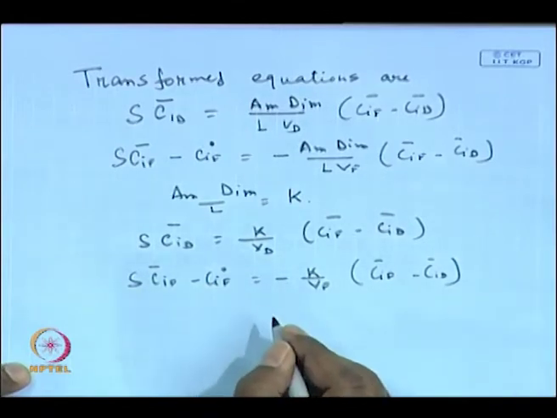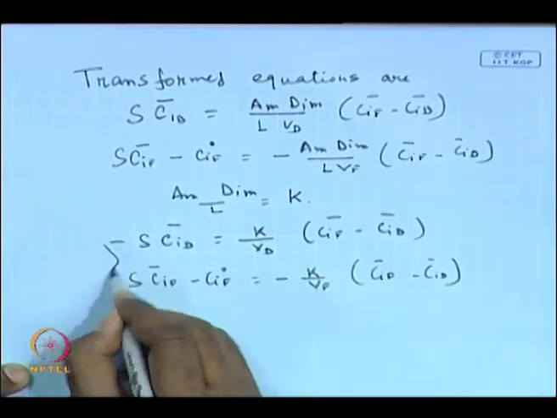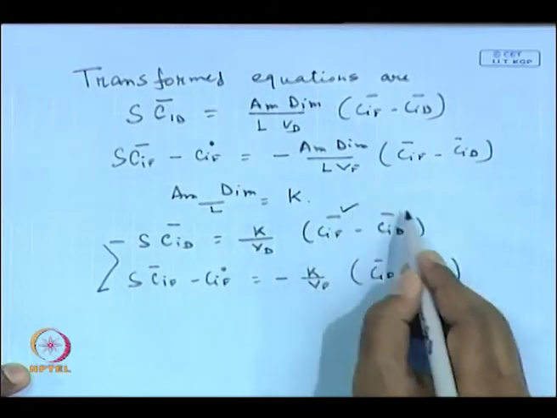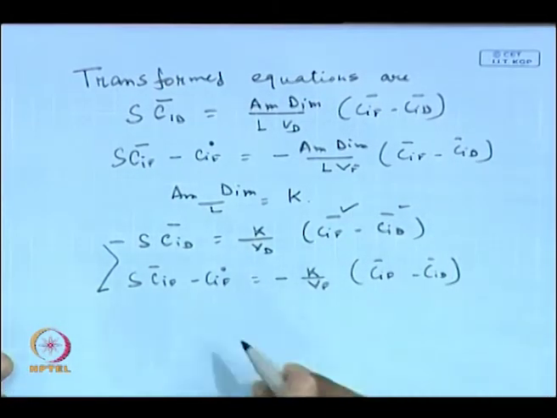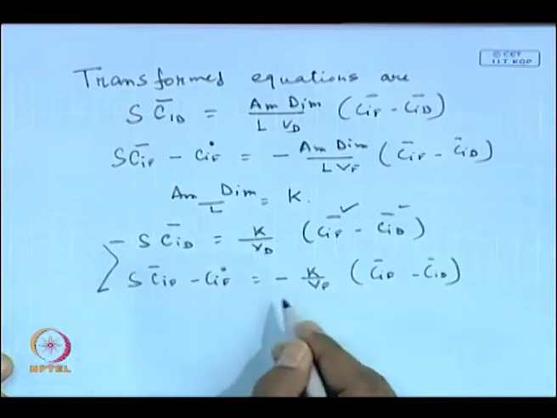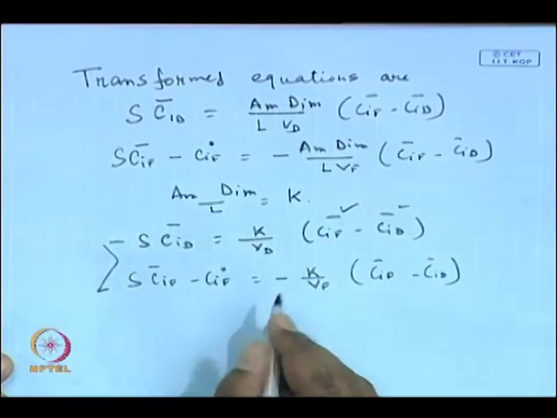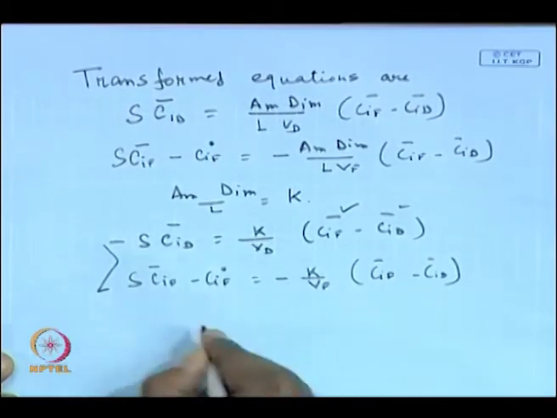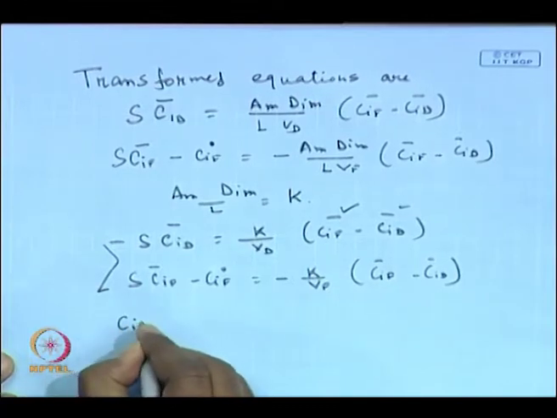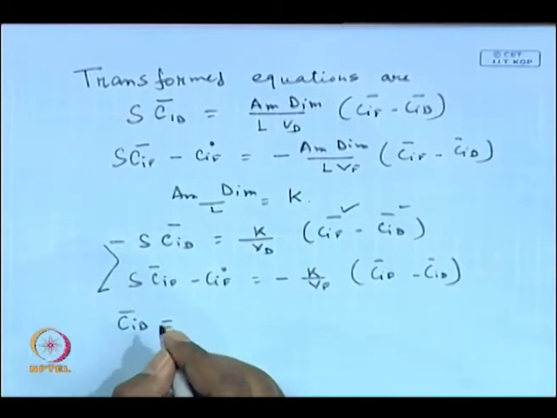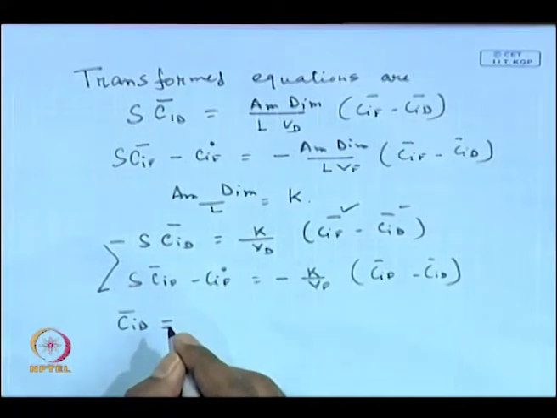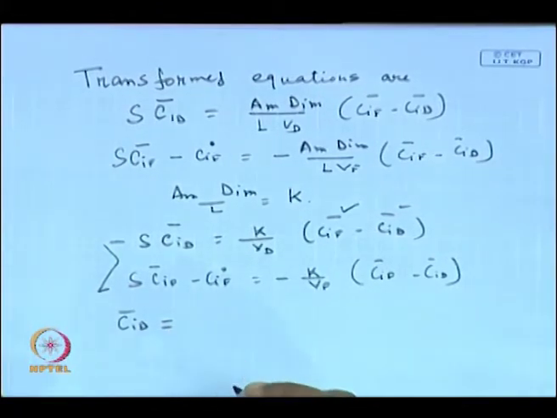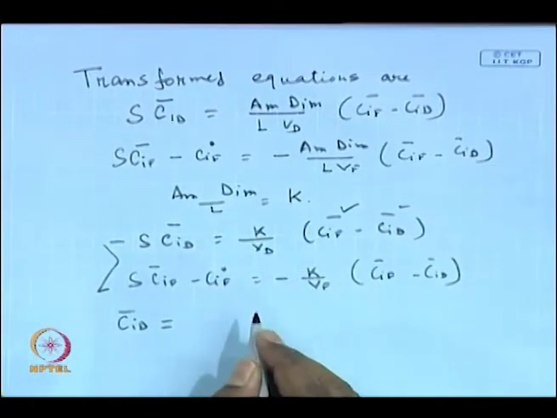Okay. Now, there are two unknowns and two equations, so they can be easily solved. I am omitting a couple of steps again, so you can do it by yourself, and you will get the overall solution in terms of C_ID bar, because we are interested in C_ID, the concentration in the dialyzed side, because we are going to take out samples from the dialyzed side and check its concentration. So, we are interested in tracking the concentration profile in the dialyzed side.